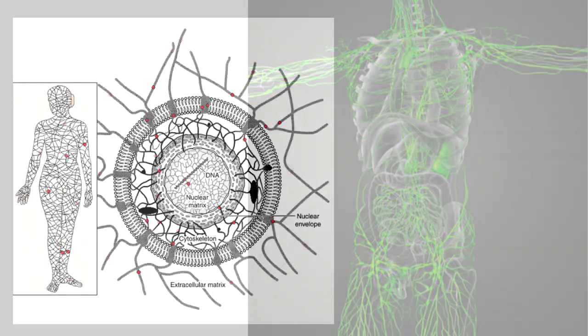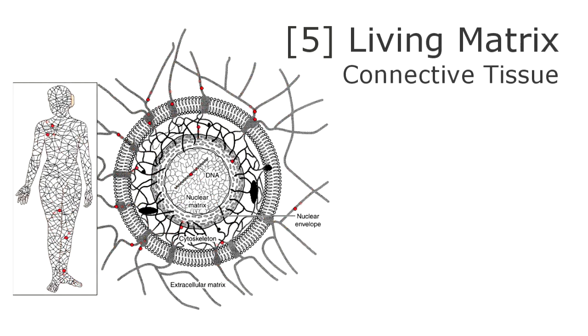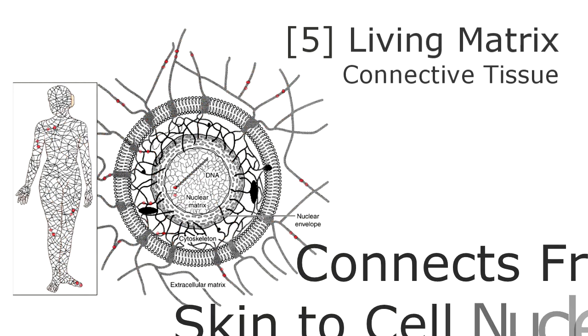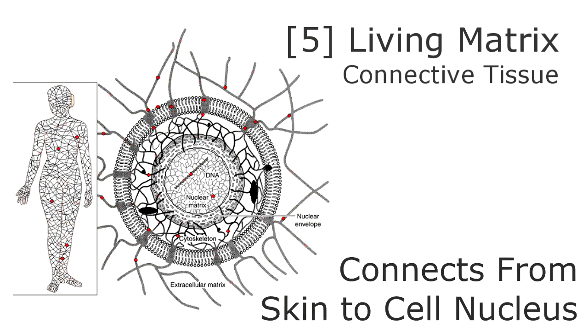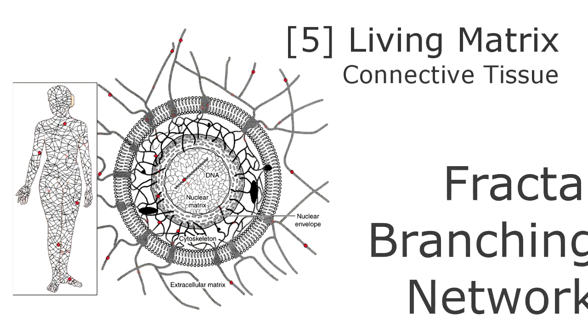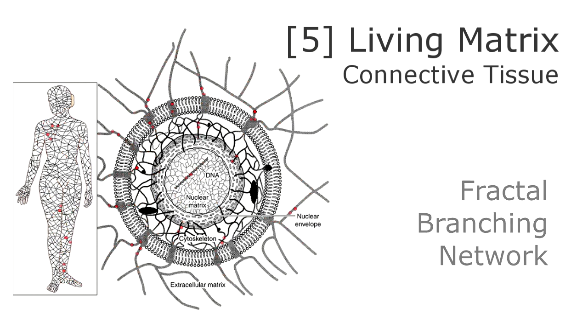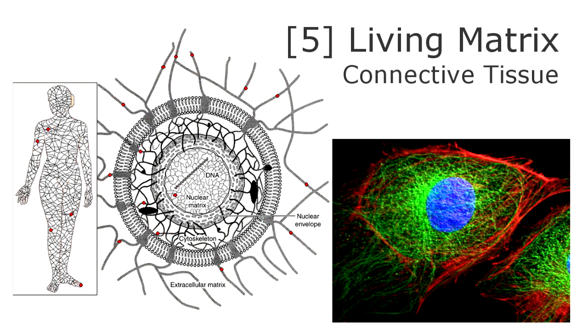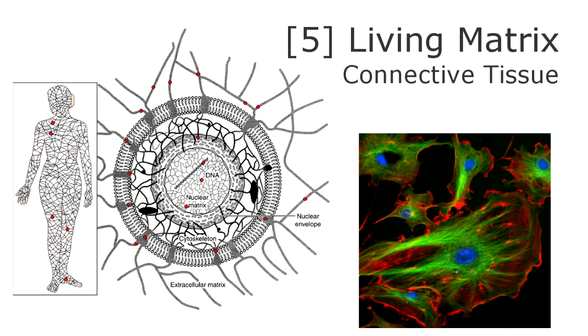And the fifth is the living matrix, the connective tissue matrix. And I've showed this little image before. This connects you from your skin to the very nucleus of every cell. So your connective tissue is a fractal branching network that branches all the way down into the nucleus of each cell. So it doesn't just stop at the cells like the circulatory system does. It keeps branching all the way down to the nucleus.